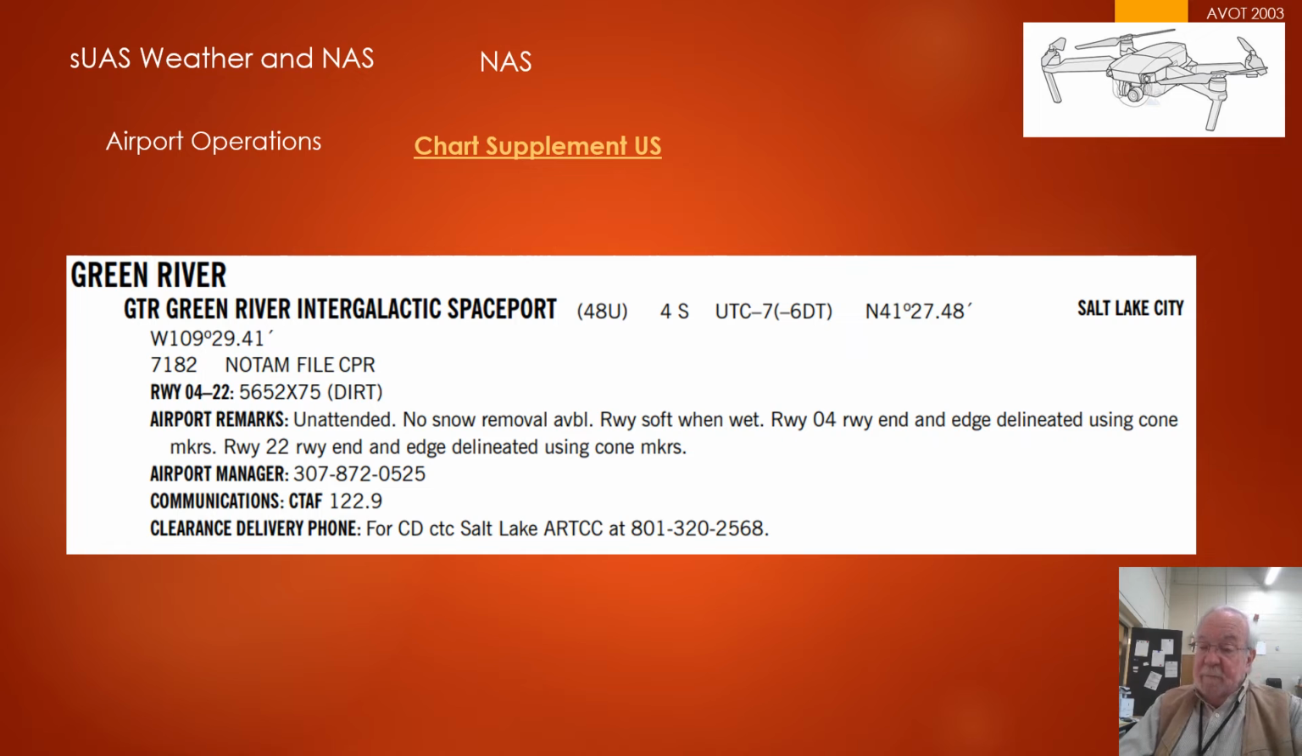So we have very complex chart supplement US entries. Then we have really simple ones like Green River. And they're quite proud of their airport, Green River Intergalactic Spaceport. It's just a simple airport. Airport remarks, unattended, so nobody's there. So no snow removal. Runway soft when wet, so it's not a paved runway. Cone markers. Okay, so it's a very primitive airport.